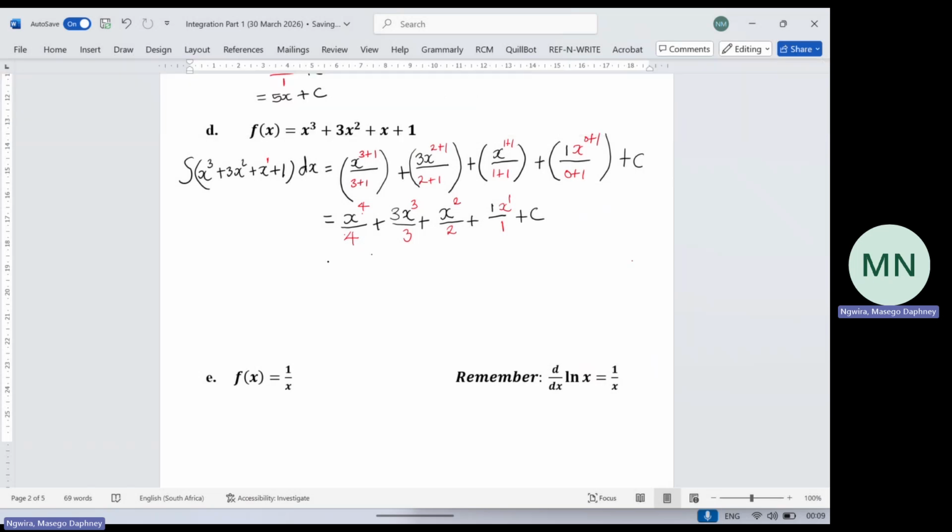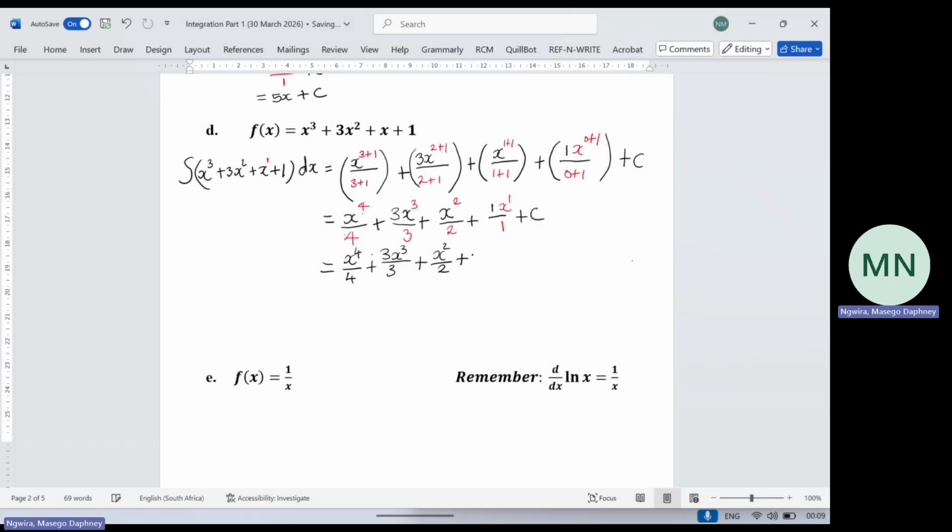Okay, and then now we are going to have x to the power of 4, then over 4, then plus 3x to the power of 3, then over 3, then plus, I'm aware that I'm rewriting this because I want to cancel now.